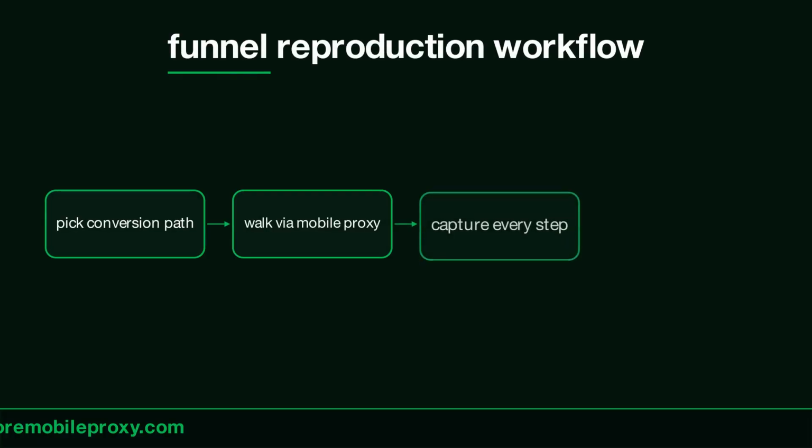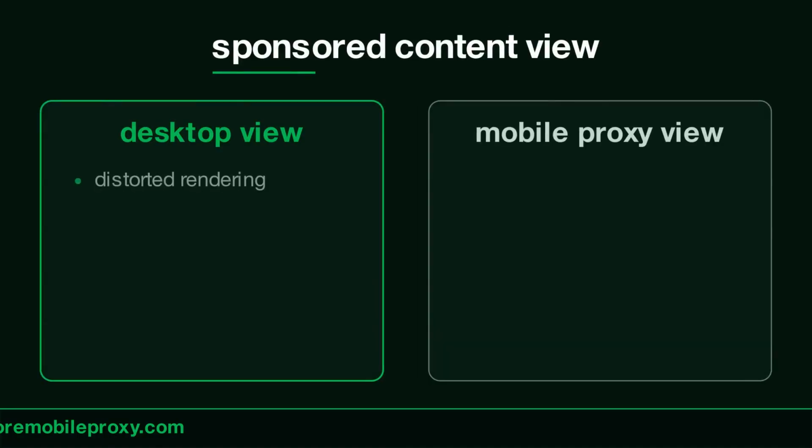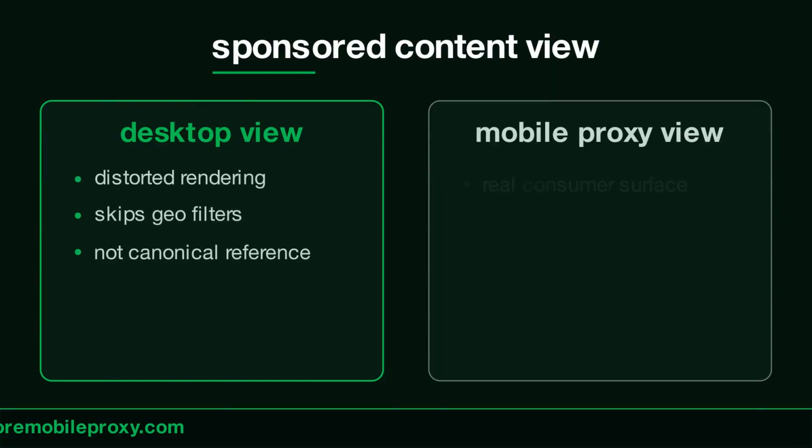Sponsored content QA is the third. Your influencer partners post on TikTok, Instagram, YouTube. From your laptop, the post often appears differently than from a real consumer phone. The mobile proxy view is the canonical reference. Competitor experiment tracking is the fourth. Competitors run A/B tests too. By walking their sign-up flow through a mobile proxy under fresh personas weekly, you build a record of which variants they test, what they ship, and where they pull back.